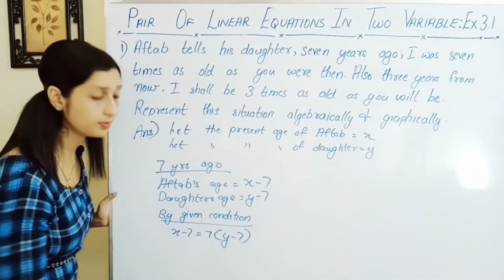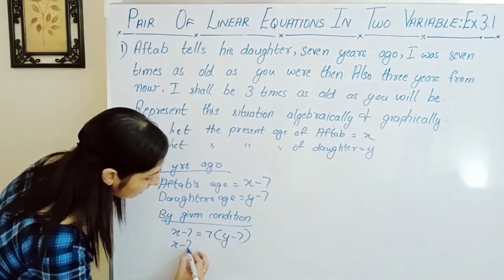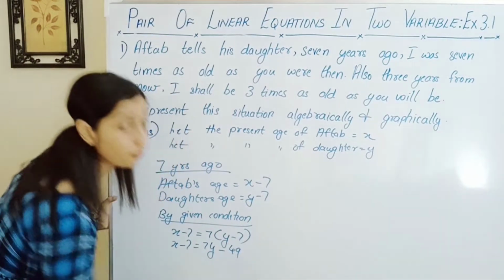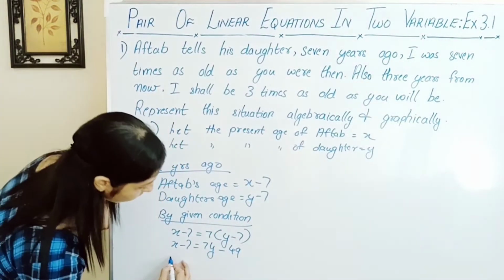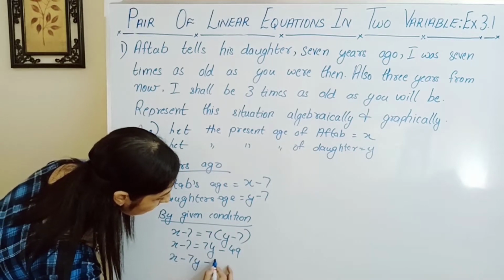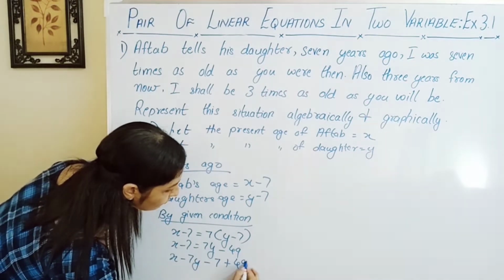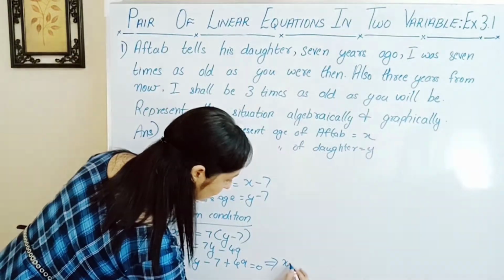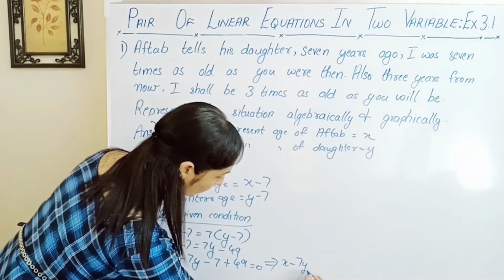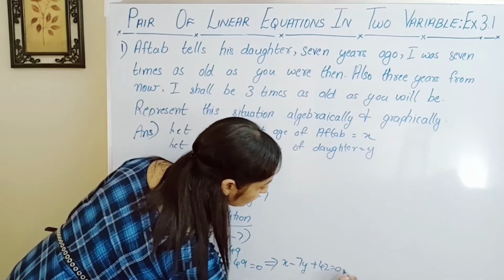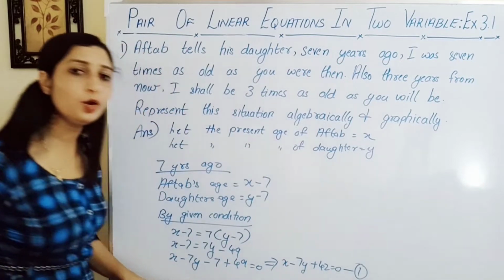Now let us open the bracket. So what do you get? x - 7 is equal to 7y - 49. So after simplifying, you get x - 7y - 7 + 49 = 0. You get x - 7y + 42 = 0, which is our equation 1.